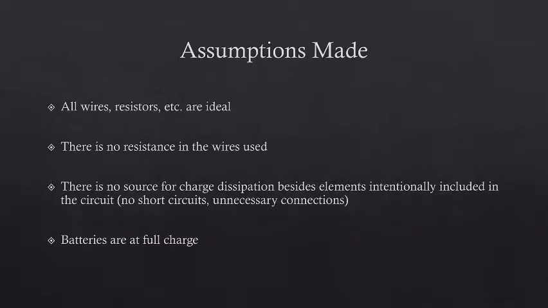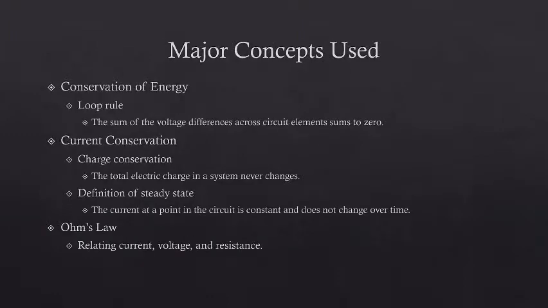So some assumptions made are that all wires, resistors, everything in the circuit is ideal. There is no resistance in the wires used. There's no source for charge dissipation besides elements intentionally included, and batteries are at full charge throughout the lab.